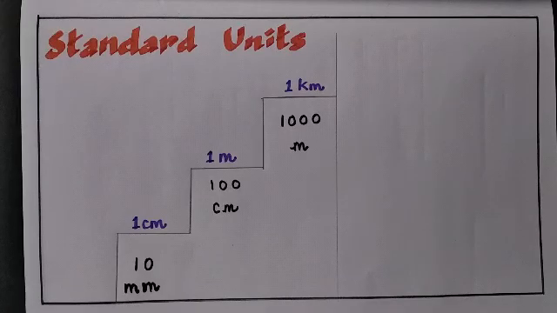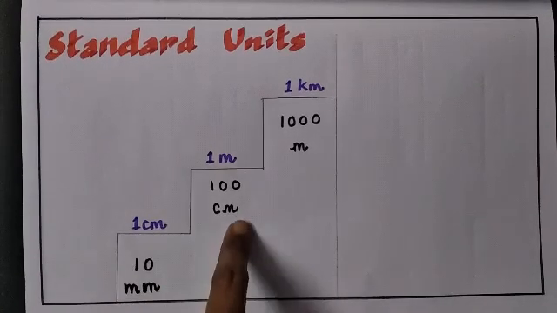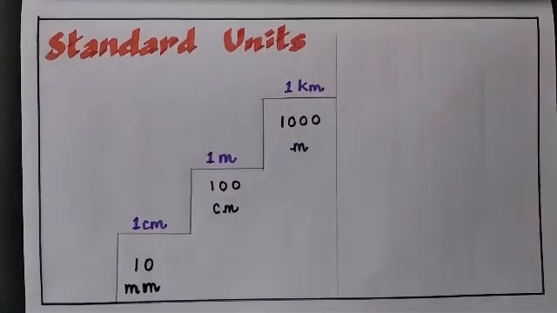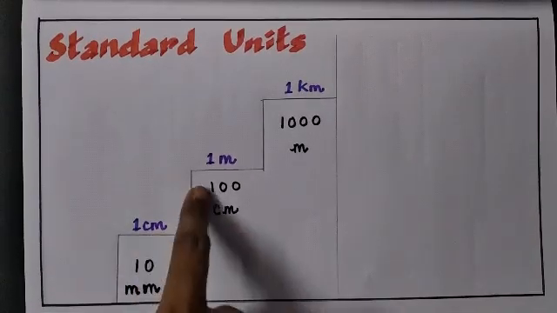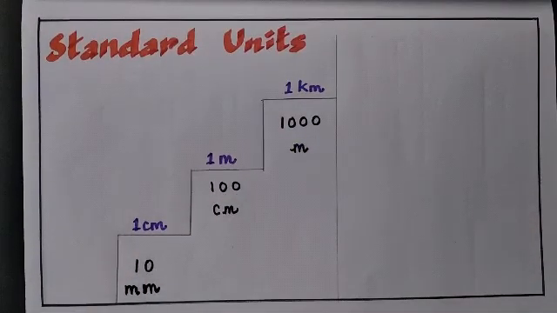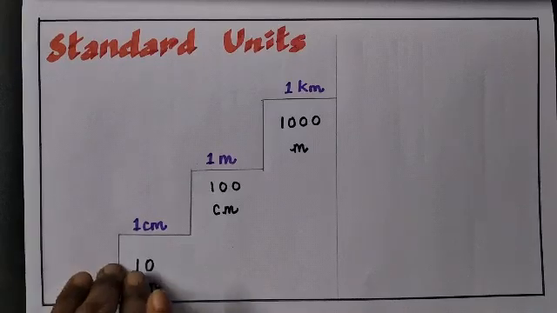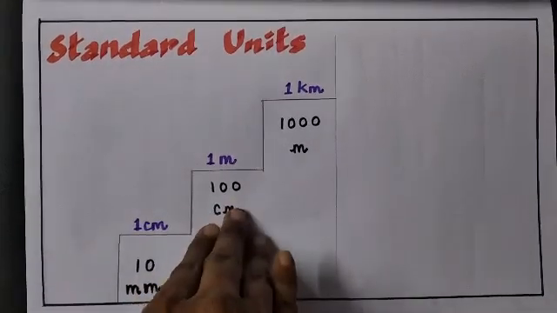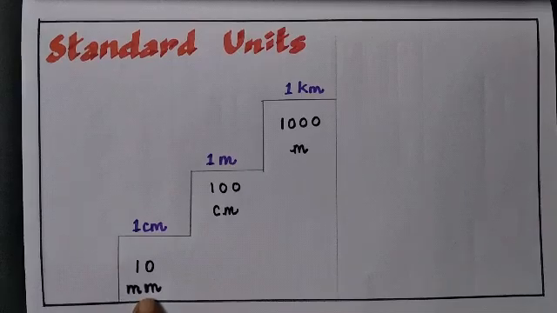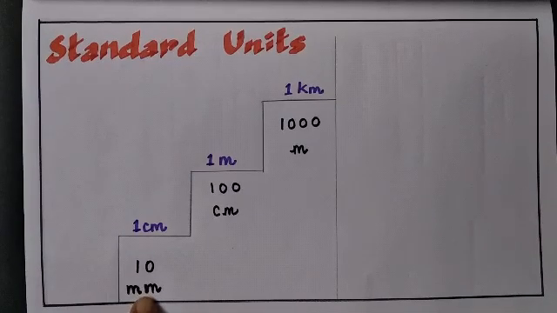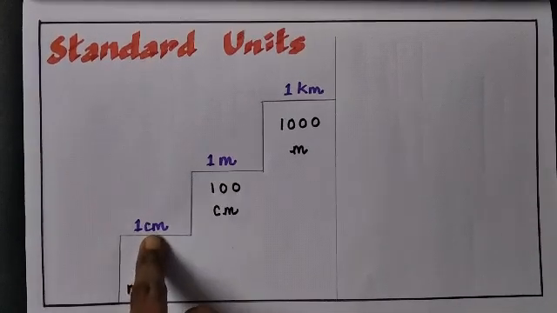In the standard units, we have millimeter, centimeter, meter, kilometer. I said the 4 units, isn't it? In this, 10 millimeters make 1 centimeter. I have made this like steps so that you can easily remember which is the first step, which is the second, and which will be the third. So the smallest is the millimeter. 10 millimeters together make 1 centimeter.